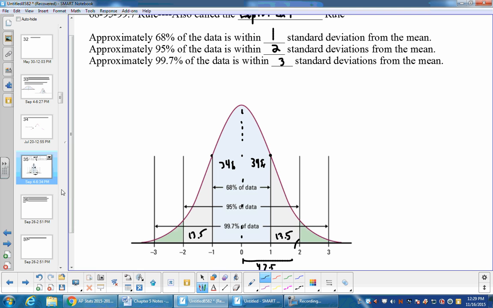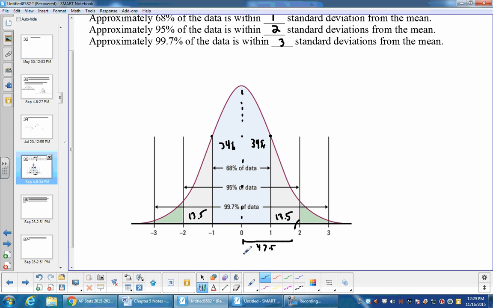Finally, we have 99.7. So that's almost all of it. But if we go from the middle up, that's 49.85. Now if I subtract 47.5 from that, that's 2.3% of the data. So 2.3% of the data is here. Now if you add all those, you get pretty close to 100%. There's just a little bit on the outsides. 0.3% is on the outside, so 0.15% would be over here, and 0.15% would be over here. Now we can use these numbers to solve problems.